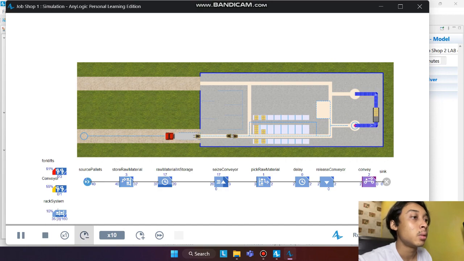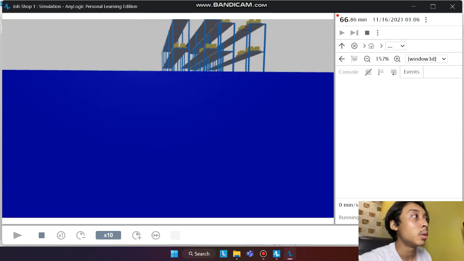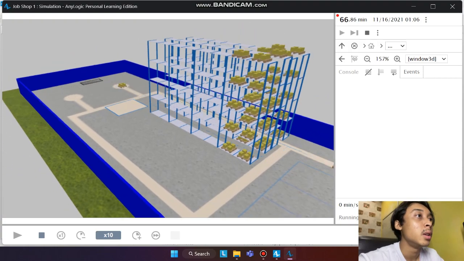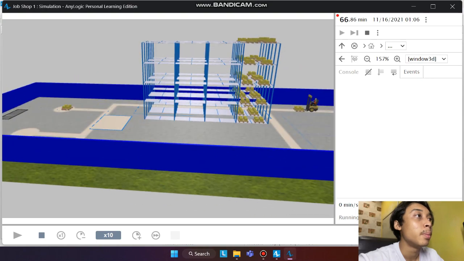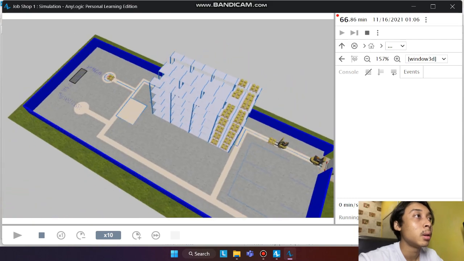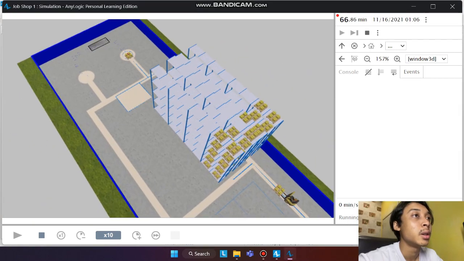Okay, we see for 3D. Okay, we use window 3D. Okay, this is my 3D. As you can see, the pallet rack, I use the height 24.6 meter as like answer in number 1 at the project.